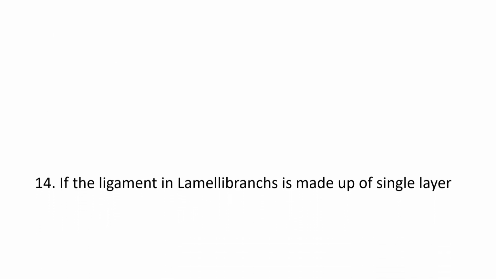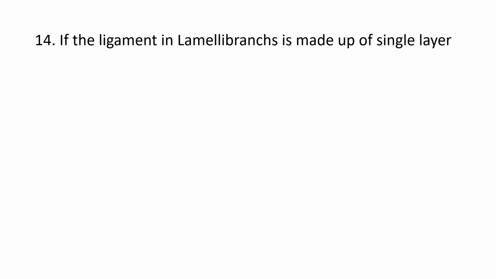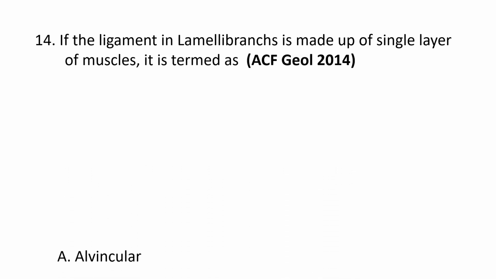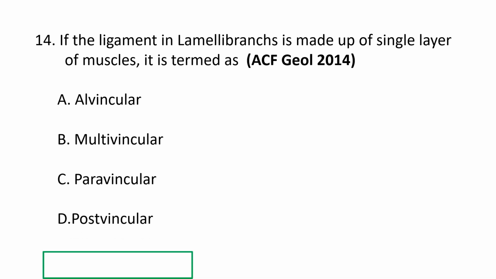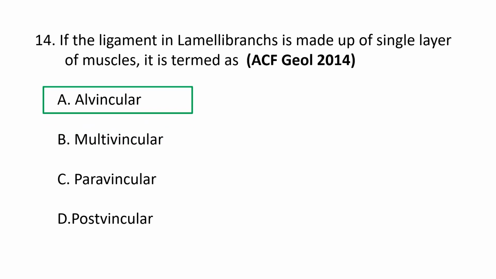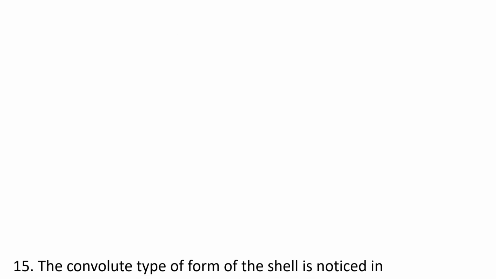Next question. If the ligament in lamellibranchs is made up of a single layer, it is termed as A. Alivincular, B. Multivincular, C. Paravincular, and D. Amphidetic. So if the ligament in lamellibranchs is made up of a single layer, it is termed as alivincular. A is the correct option.